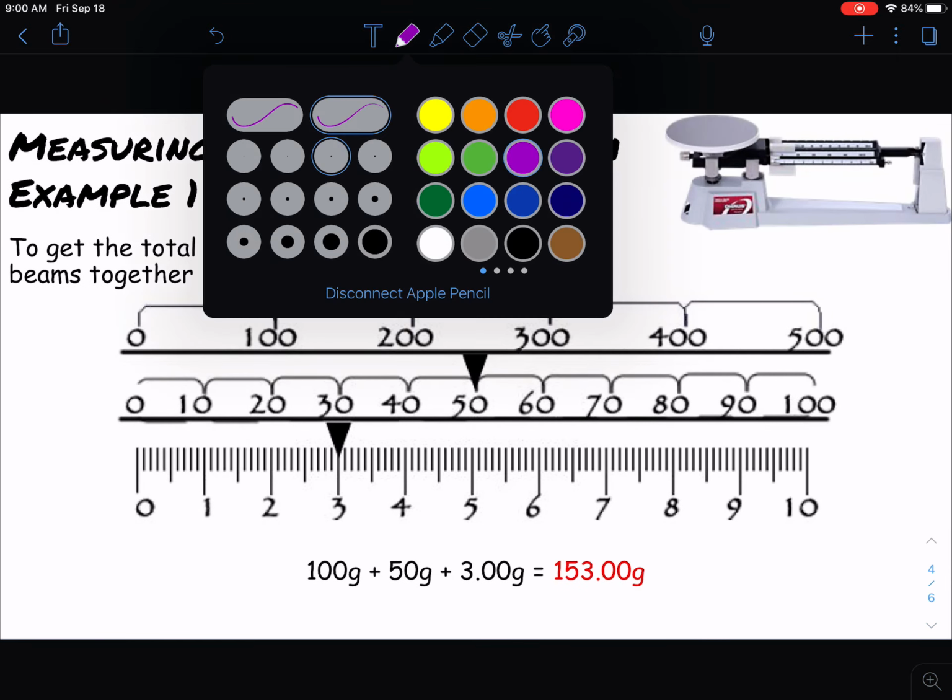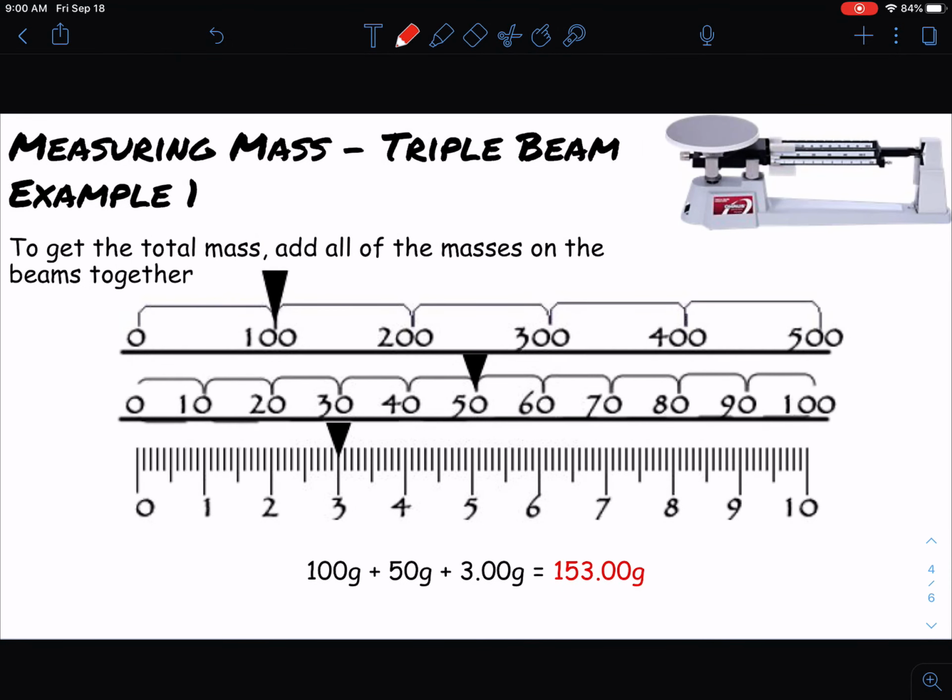Now, measuring with the triple beam. When we're measuring with the triple beam, to find the total mass, if you remember, you've got to add all the beams together. So we have the 100-gram beam. We have the 10-gram beam. And we have the 1-gram beam. The reason the 100-gram beam is called the 100-gram beam is because it goes up in increments of 100. The 10-gram beam goes up in increments of 10. The 1-gram beam goes up in increments of 1.